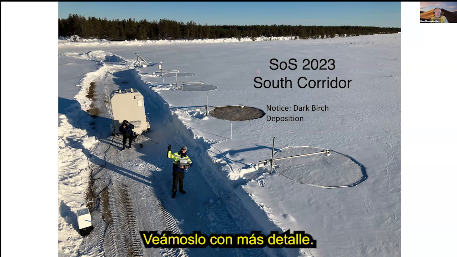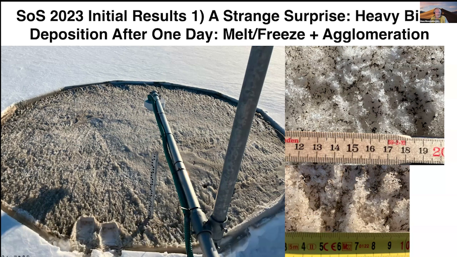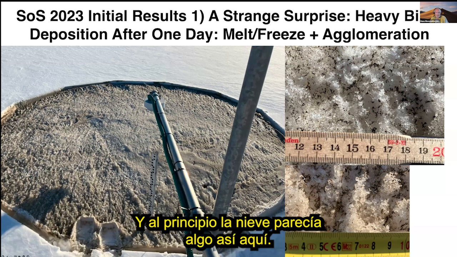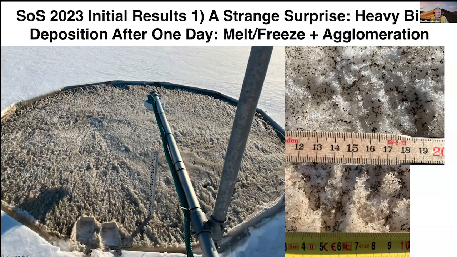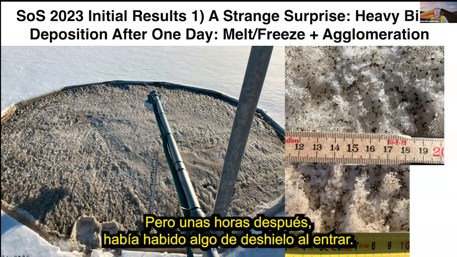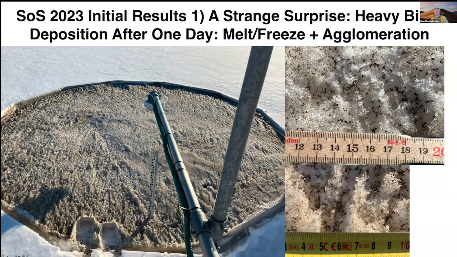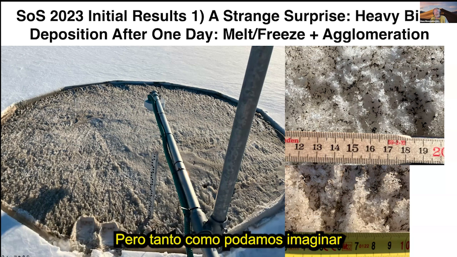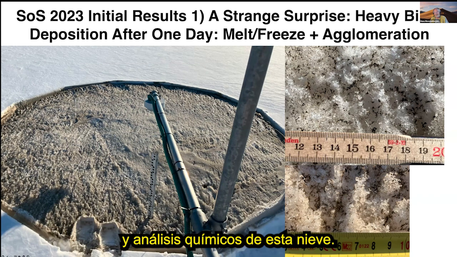So let's look at that in more detail. And this was the most surprising thing they'd ever seen. So we deposited it, and initially the snow looked kind of like this, very uniform with tiny, submicrometer particles. But a few hours later, there had been some melt-freeze going on, and we saw these large structures, centimeter size, and they were very fragile. As much as we can figure out, we're still doing some microscopy and chemical analysis on this.